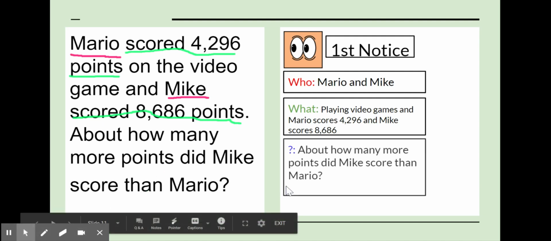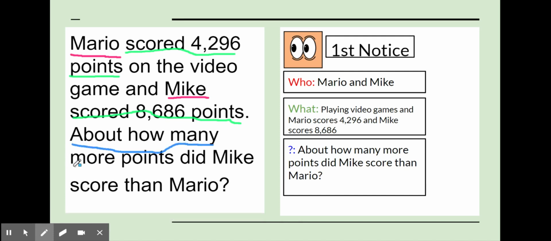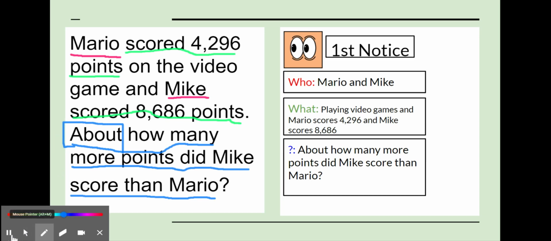And we're supposed to notice the question: about how many more points did Mike score than Mario? I hope that as I am highlighting our question, even though I'm struggling with highlighting, you notice a very important word. And that word is about. You have learned in our previous videos that when we see the word about, that means that we are going to estimate. And to estimate, the first step we need to do is round.